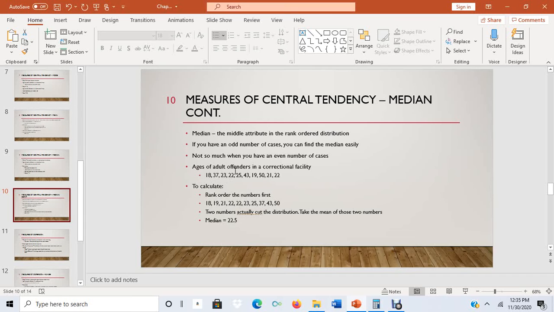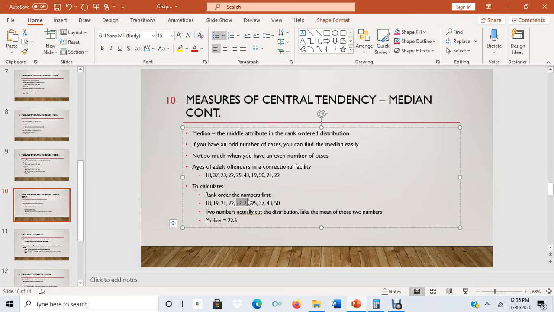So again, here are the ages of our adult offenders. I've used this before. To determine the median, we rank order them, so we put them in numeric order here. Then we find the two numbers that cut the distribution exactly in half. It looks like it's going to be this 22 and 23, because we have 1, 2, 3, 4 observations on either side.